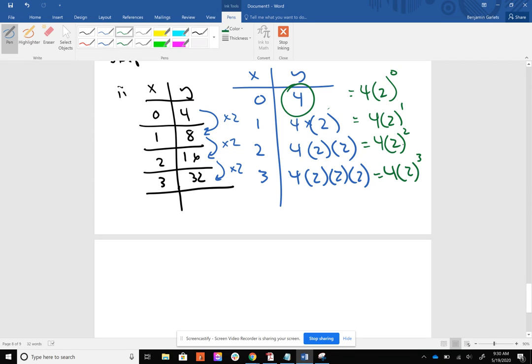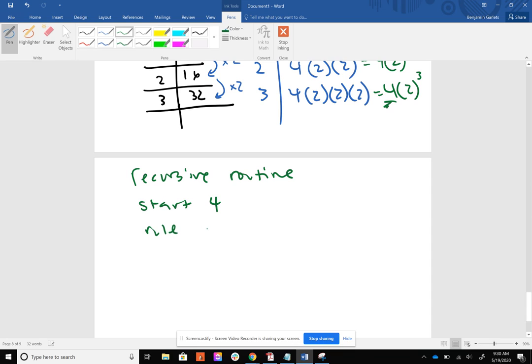I have my starting value. So if we're thinking recursive, a recursive routine, for example 2, our starting value, we start with 4, and then our rule is multiply by 2. And what we saw last week is that we can boil this down to a formula, a function. Actually, let's call this a function instead of y. So f of x, which is the same as y, is equal to a, our starting value, times b, our multiplier, to the x power.